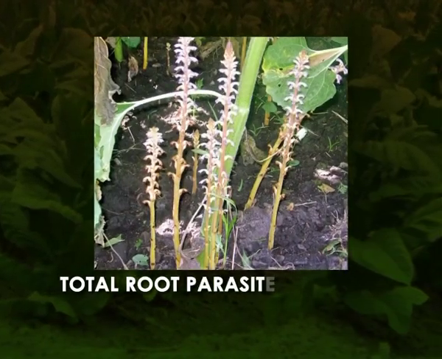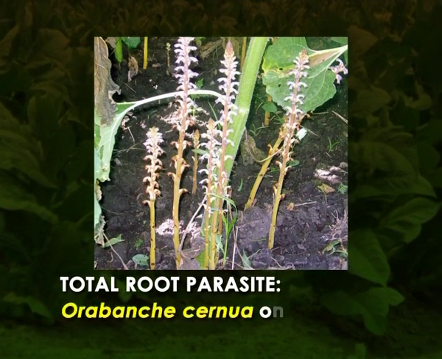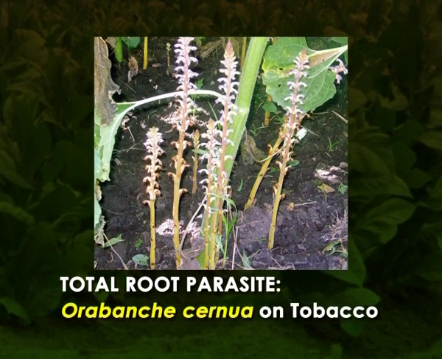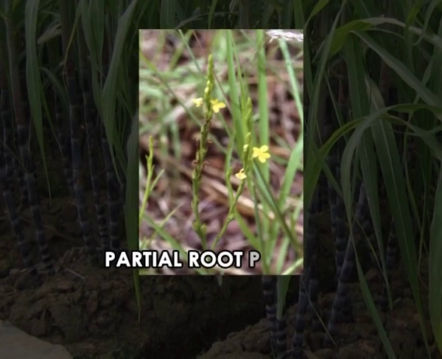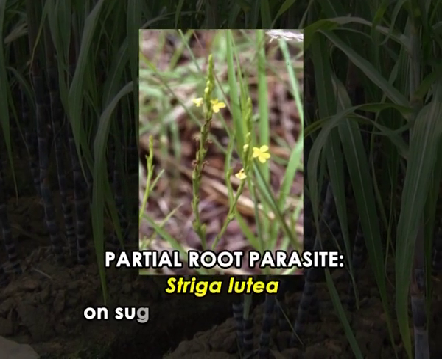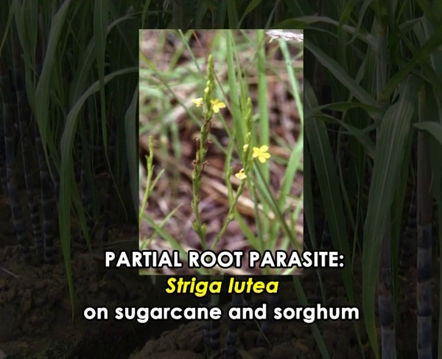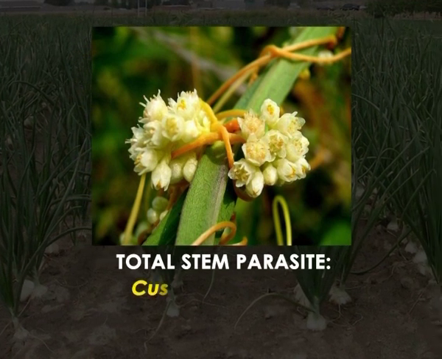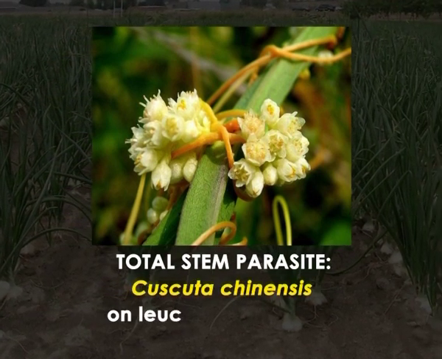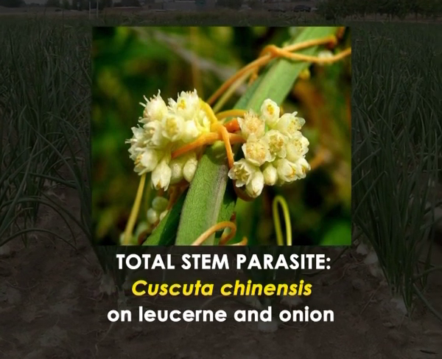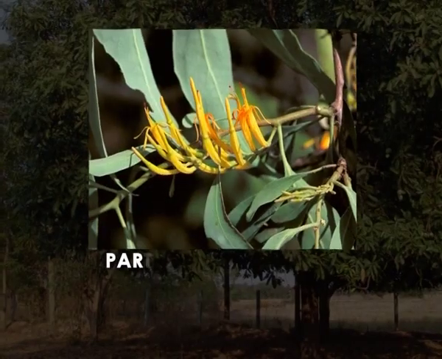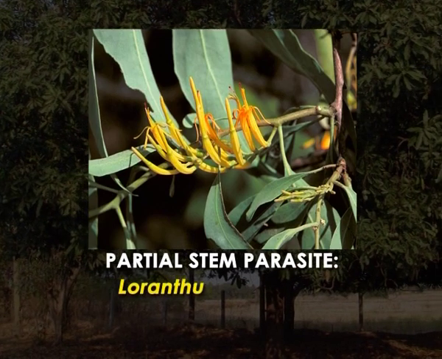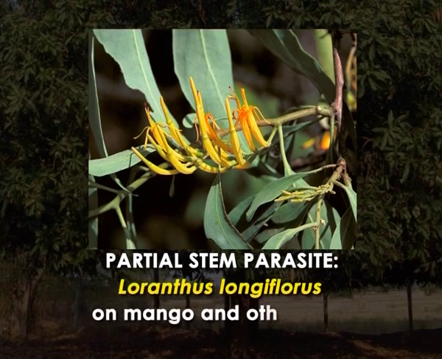The typical examples of different parasites are: number 1, total root parasite, for example Orobanche cernua on tobacco. Partial root parasite, for example Striga lutea on sugarcane and sorghum. Total stem parasite, for example Cuscuta sinensis on lucerne and onion. Partial stem parasite, for example Loranthus longiflorus on mango and other trees.